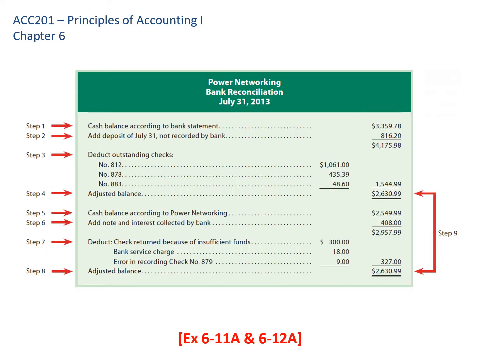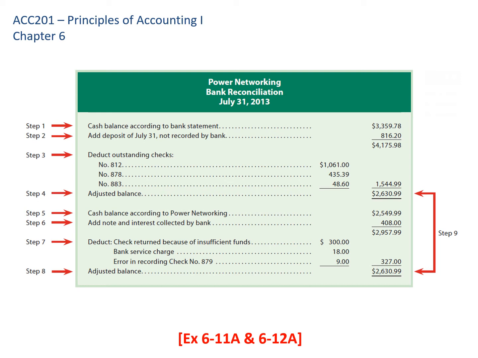So the overall reconciliation, the top part is the bank portion. I start with the balance according to the bank. I add back the deposit in transit. I subtract the outstanding checks. That leaves me with an adjusted balance of $2630.99.